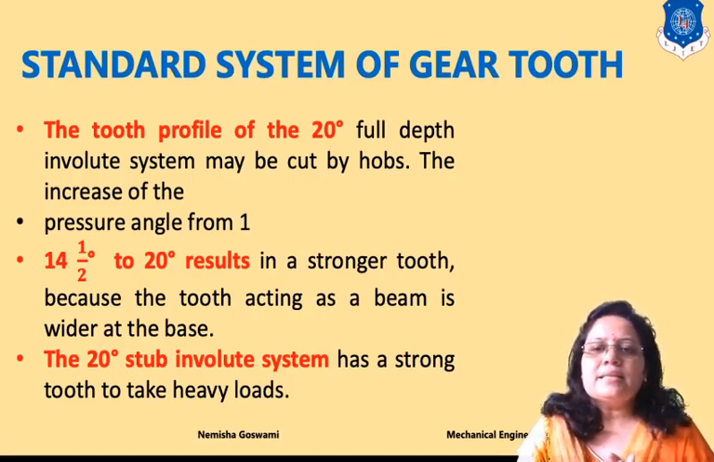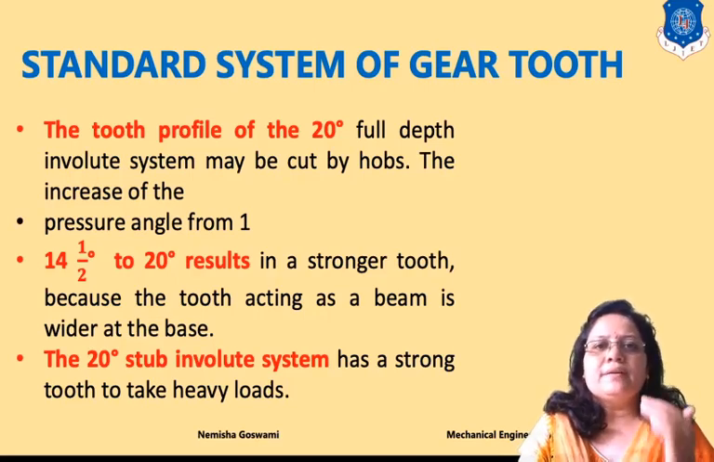And last is the 20 degree stub involute system. Where is it used? These are very strong and they can take heavy loads. Generally we use it in worm gears, because worm gears are used for high speed reduction.